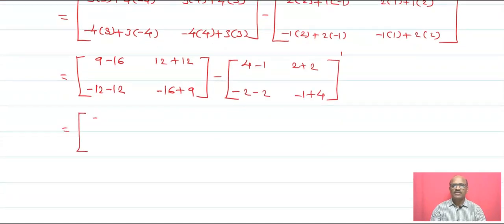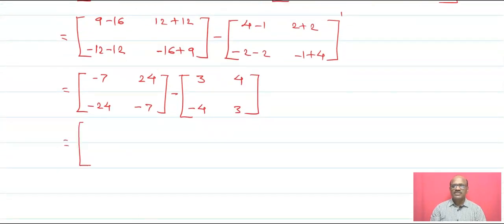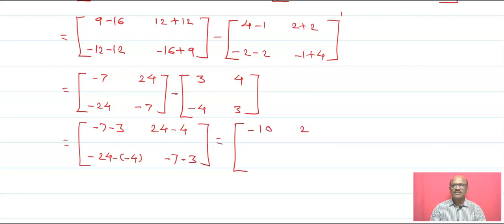And therefore you will get minus 7, 24, minus 24, minus 7, minus in bracket 3, 4, minus 4, 3. Now their subtraction, minus 7 minus 3, 24 minus 4, minus 24 plus 4, minus 7 minus 3. Therefore minus 10, 20, minus 20, minus 10.